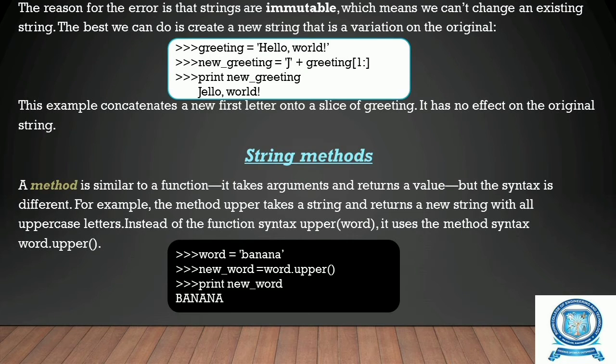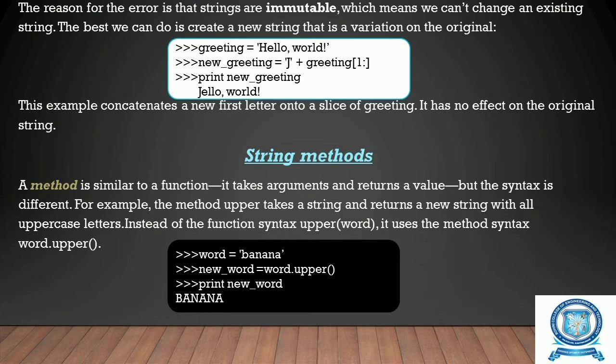So, strings are immutable. If you really want to change it, we have to give it as a new string. How we have to write it: greeting is equal to hello world, that is assigned. Then we give another string as new greeting. New greeting is equal to J plus greeting of 1:. As I said, 1: means from the first position till the last position. So here the first position is E, the characters we have are E, L, L, O world.